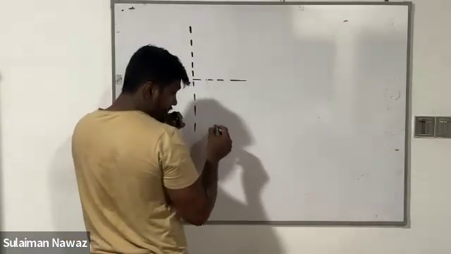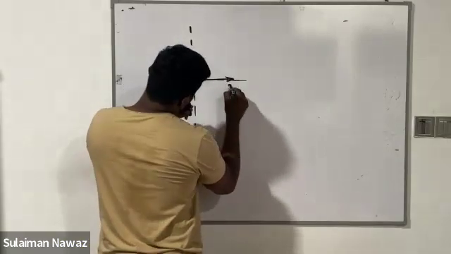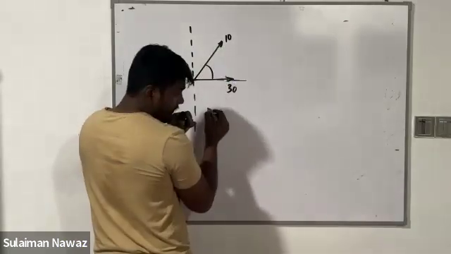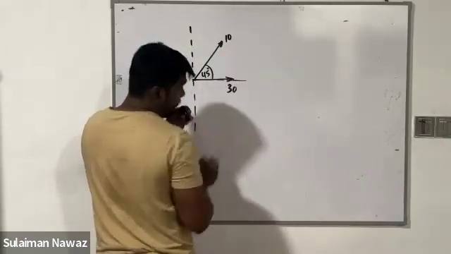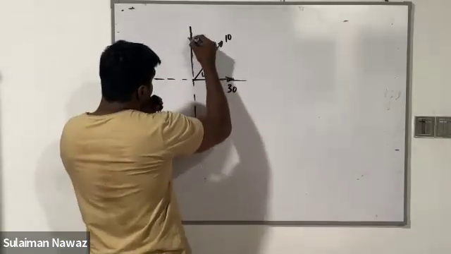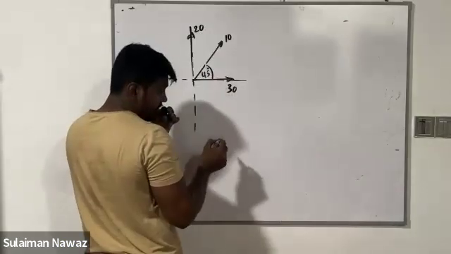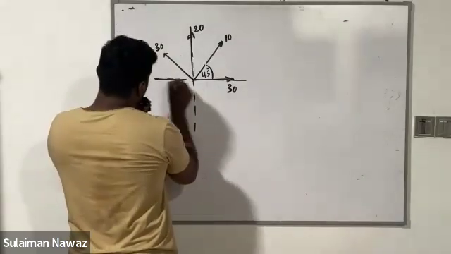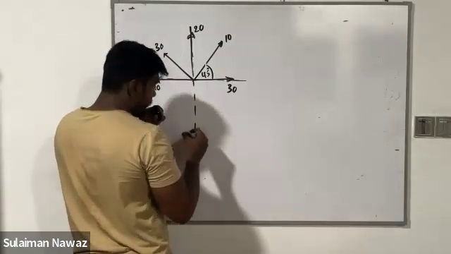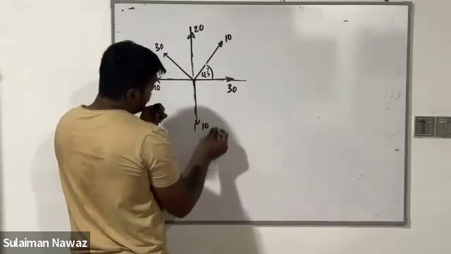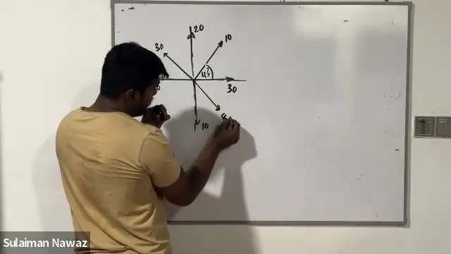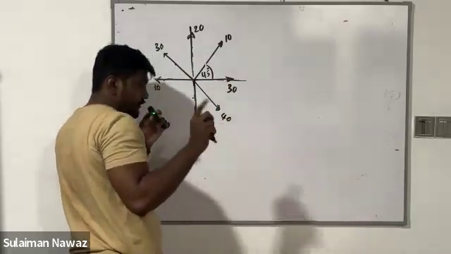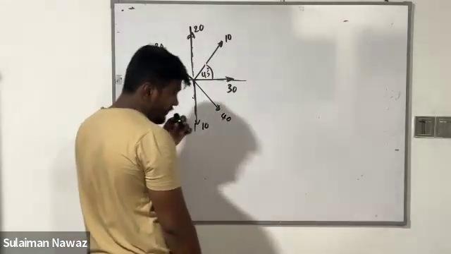One force 30. Other one 10. This angle is 45. There is vertical force also 20. This is 30. This is 10. This is 10. This is 40. How many forces, how many vectors are there? 1, 2, 3, 4, 5, 6, 7. There are 7 vectors.